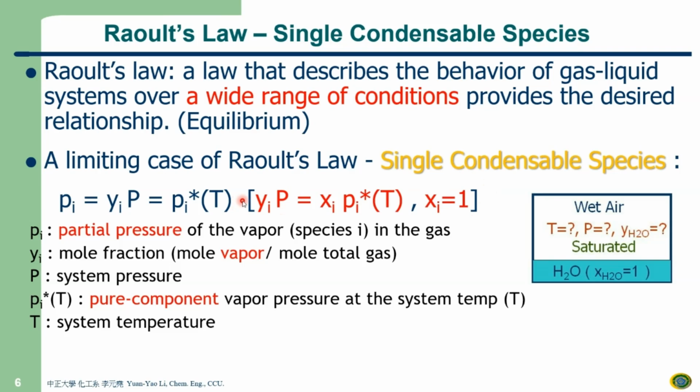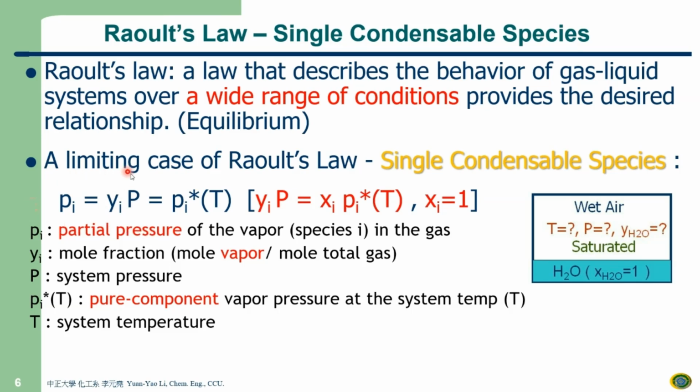However, in this section, what you can see is this equation. You might say, wow, Professor, this is different from this one. But actually, this is exactly the same. Why? Because xi is equal to 1, since in this section we're talking about only one condensable component. So if you put xi equal to 1 here, you get yi times capital P equal to pi star function of T, which is this one. So this is what we call Raoult's law.